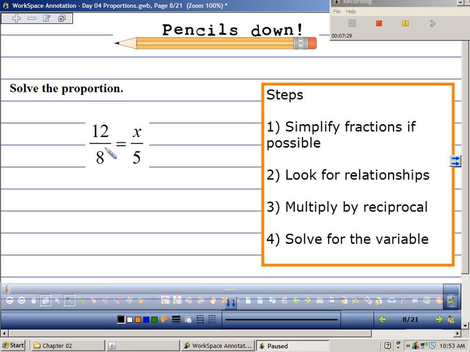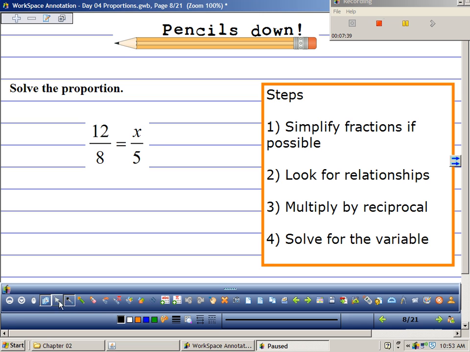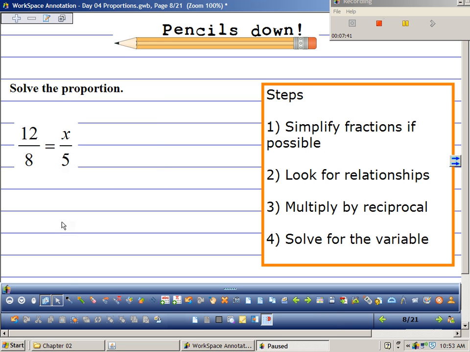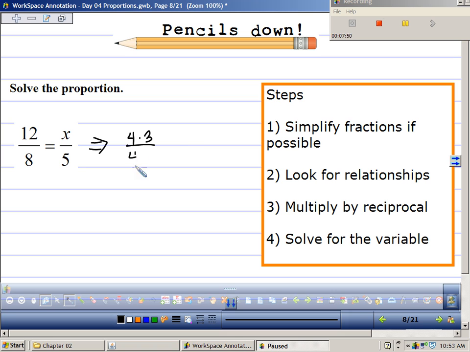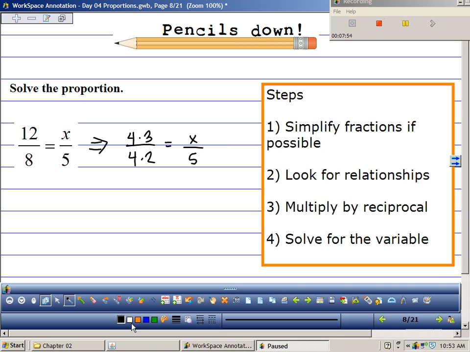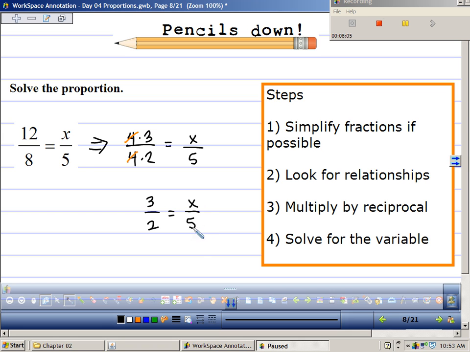Simplify fractions if possible. 12 and 8 have 4 in common. So I'm going to switch this over here and break these numbers up, or factor them. 12 is 4 times 3. 8 is 4 times 2. 4 divided by 4 is 1. Rewrite my proportion: 3 divided by 2 equals x divided by 5.